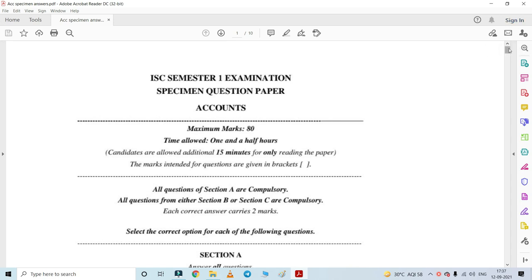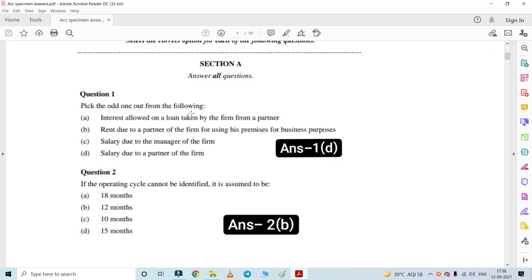The first question is, pick the odd one out from the following. The options are: interest allowed on loan taken by the firm from the partner. Second is rent due to a partner of the firm for using his premises for business purposes. And the third one is salary due to the manager of the firm. Fourth is salary due to a partner of the firm.